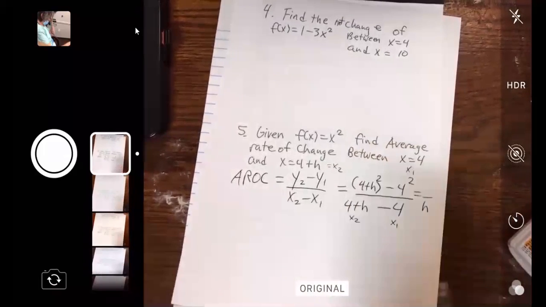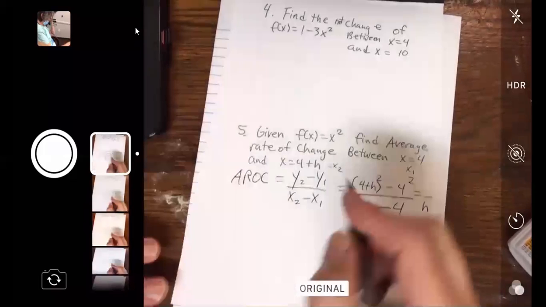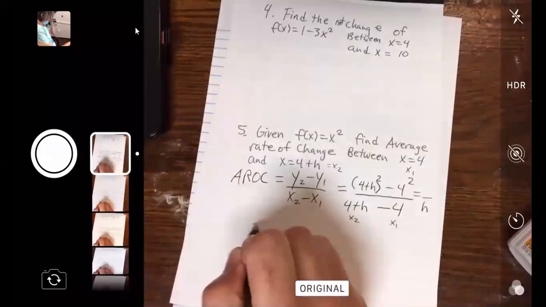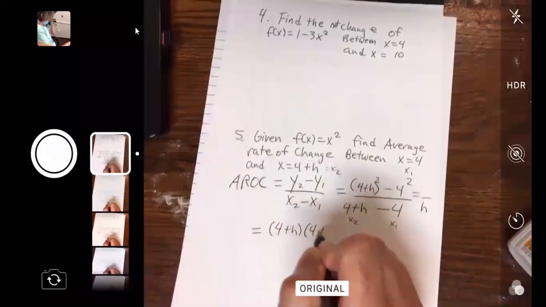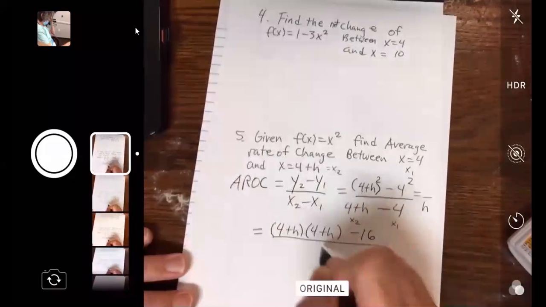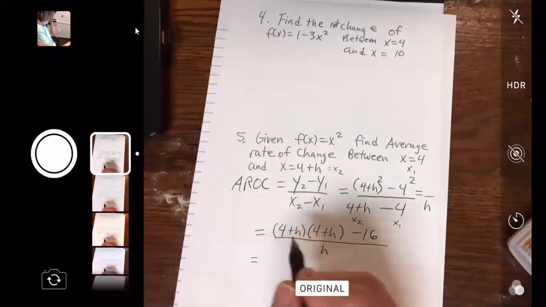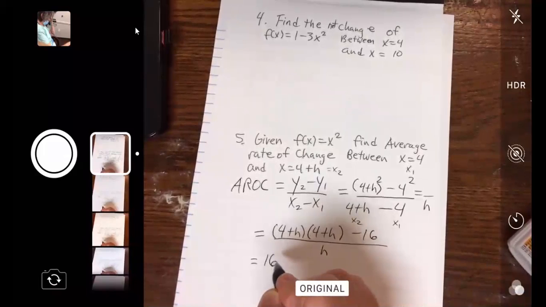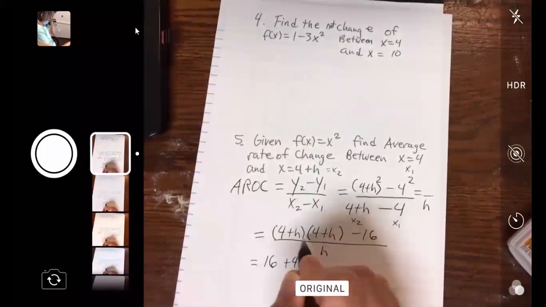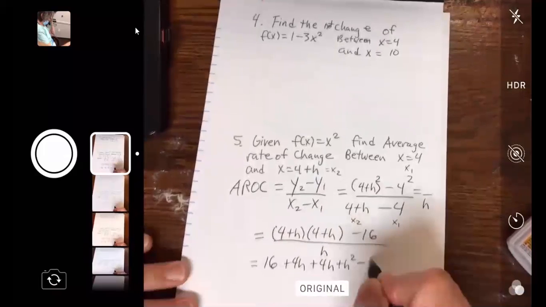Have we lost anyone? No. Okay. So then to finish, can you FOIL in your head or do you need to see all the steps? We can do all the steps. 4 plus h squared minus 16, bottom is h. Okay. I teach FOILing like rounds of distributive property. I've distributed 4 through both, write it down, then h through both. So 16 plus 4h. That's round 1. Then round 2 is h times 4, another 4h, and then h squared minus 16, all divided by h.